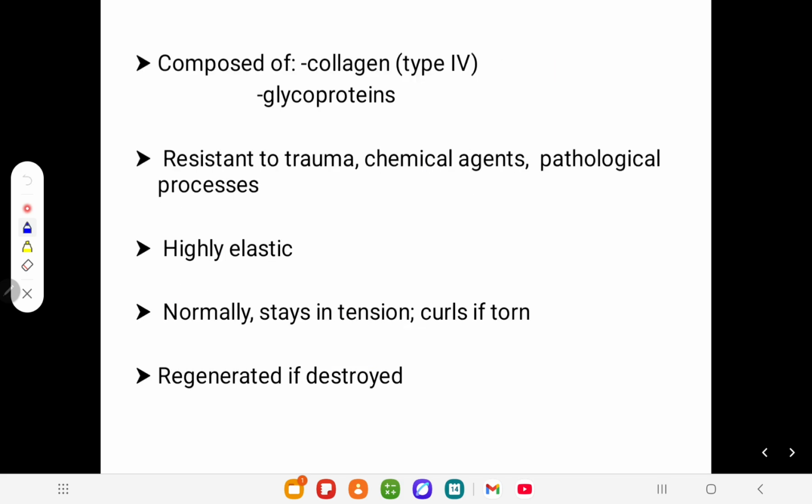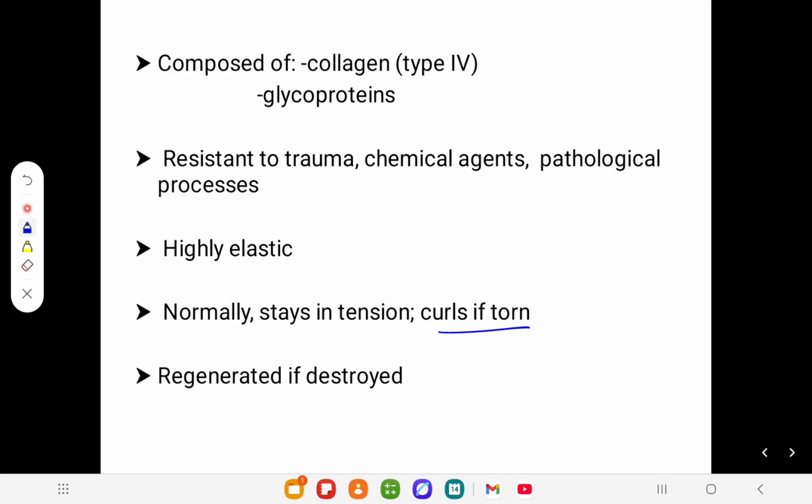Descemet's membrane is composed of collagen type 4, and it is a glycoprotein resistant to trauma, chemical agents and pathological processes. That's why we see descemetocele. Whenever a corneal ulcer or trauma causes the stroma to slough off, in that particular case we can see a descemetocele. It is highly elastic and normally stays under tension. If torn, we can see Descemet folds whenever corneal edema is high.